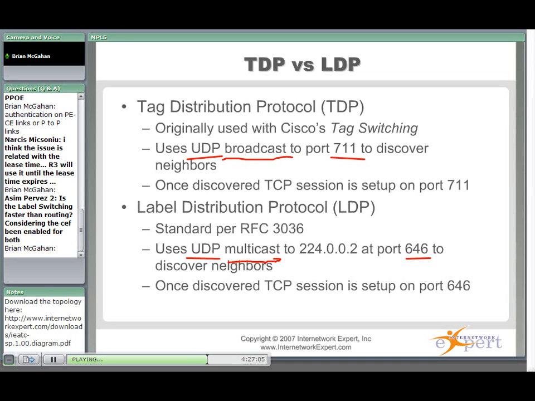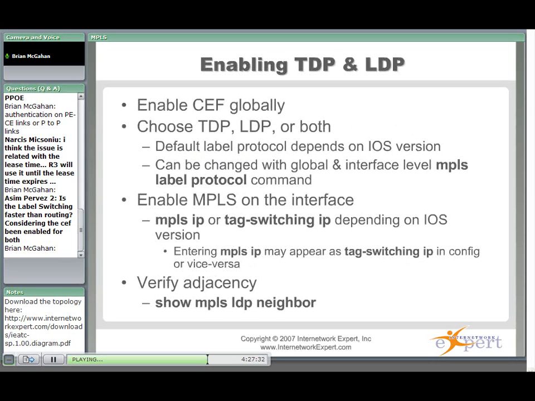Okay, and if you forget what the ports are or what the destination address is, you can always look at the debug IP packet output on the router. Actually, debug IP packet detail, we'll take a look at that. It'll show you what the destination address is, so whether it's broadcast or multicast, and what the protocol is. The protocol in both cases is going to be UDP. And what the port is going to be, so UDP 711 versus 646.